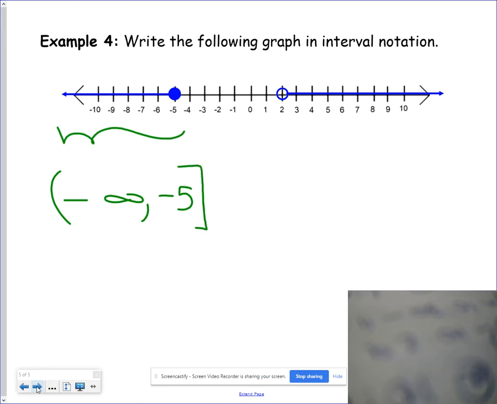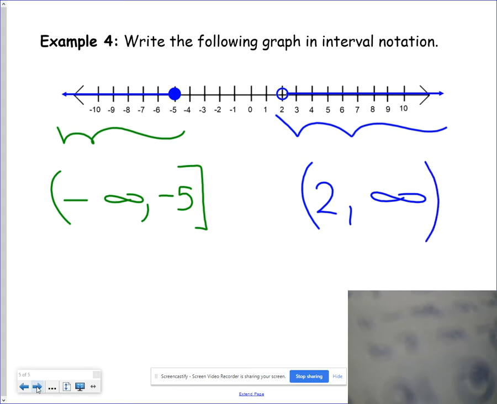All right, now let's examine the graph on the right. So we'll have 2 to infinity, positive infinity. 2 is not part of the solution, so this would be a parenthesis. And again, it can't reach infinity. Okay?